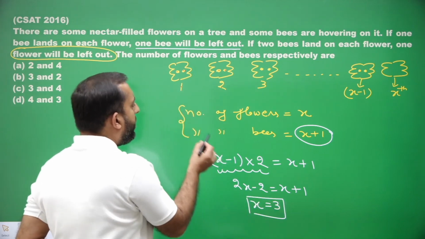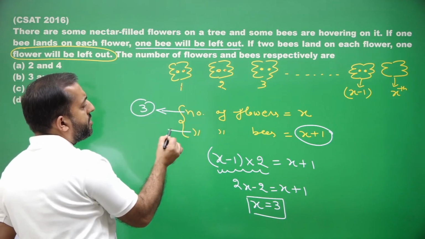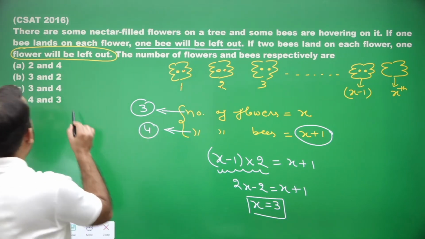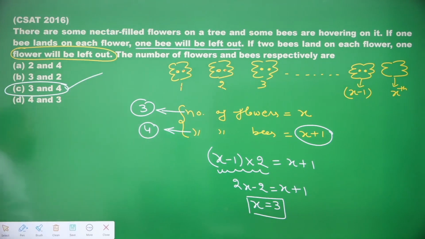So from here I can see the number of flowers, that is x, is 3, and the number of bees, that is x plus 1, is 4. I can see only option C is justifying it, hence option C is the valid choice. Please make a note of it. I hope this is clear to everybody.